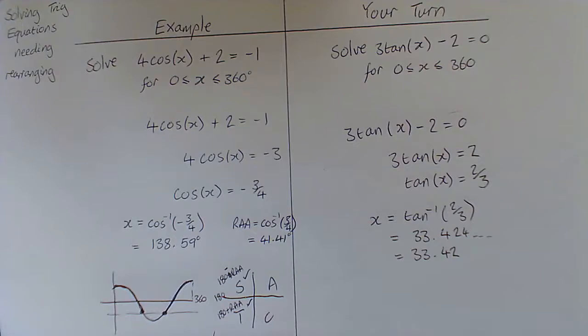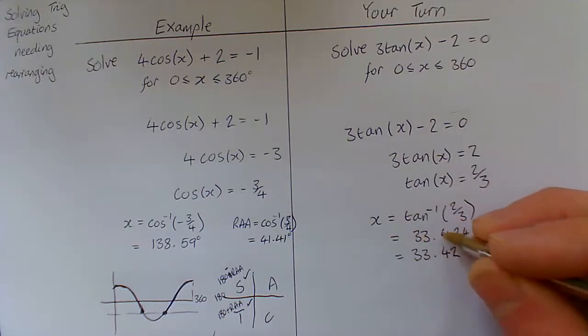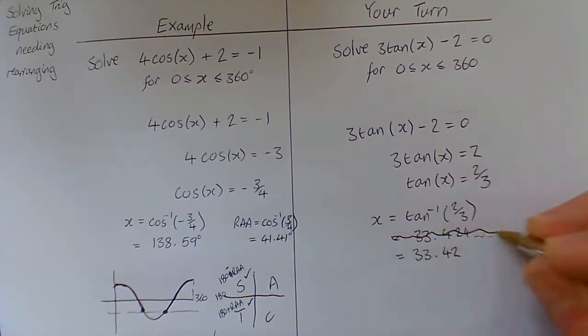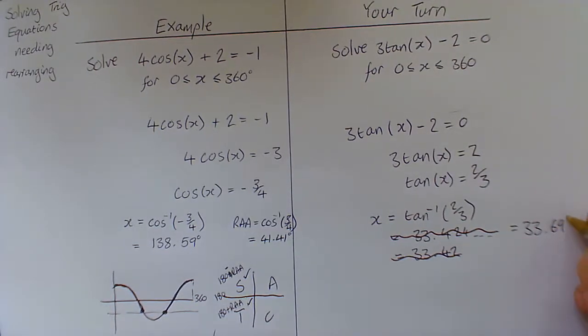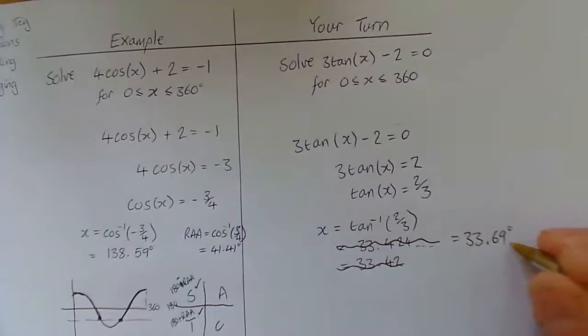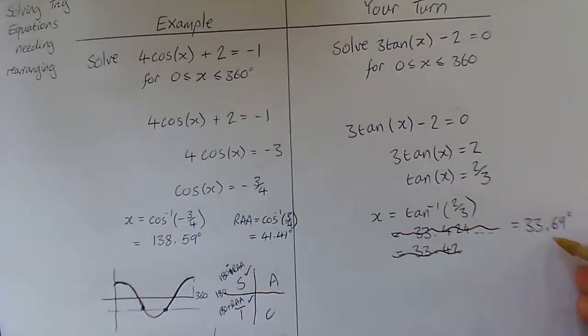Apologies, I realized I just used a rounded answer. I used 0.66, which is too rounded in there. So, apologies about that. Just so it matches with what you've got, let me just check on the calculator again. 33.69? Yep, 33.69. There. 33.69 something. Okay, so that's our angle. Apologies for that.